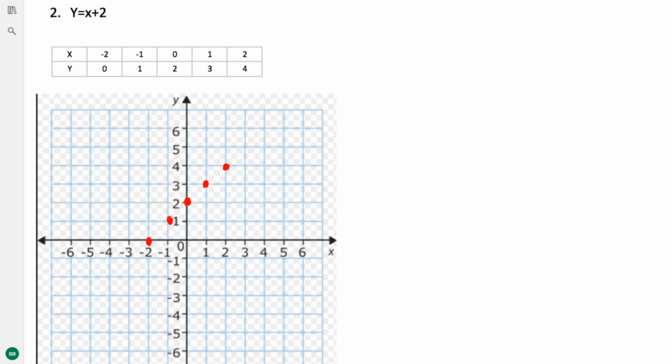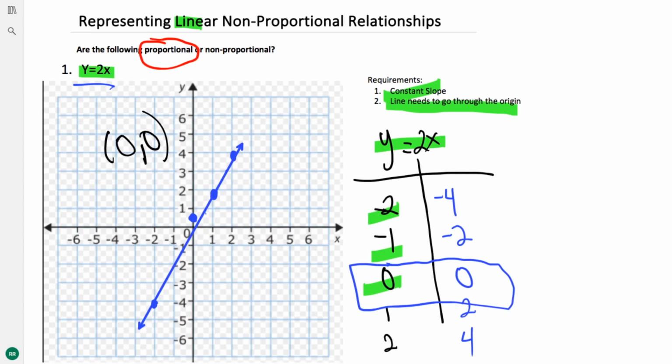All right, so now we can check. Let's draw our little line. Not draw, because we know what happens once I do that, but insert. There we go. And this time I was able to make it black. Fascinating. Let's look at our requirements one more time. Constant slope. Let's see, do we have a constant slope? Let's go and check.